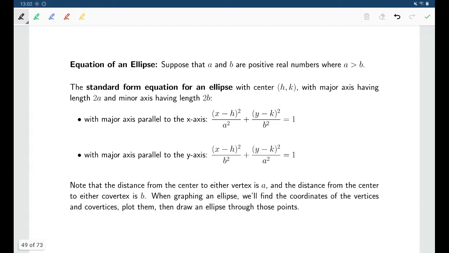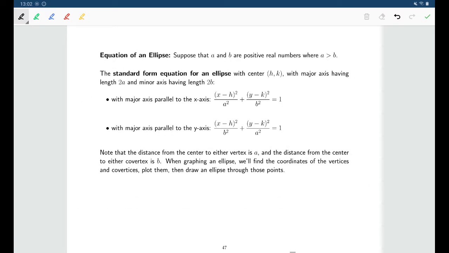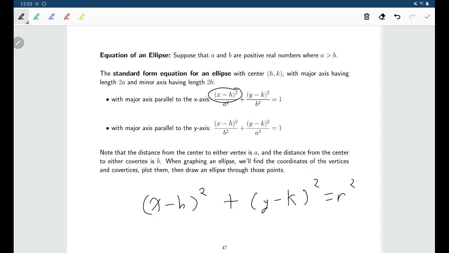For the equation of an ellipse, you'll see that it's in a sense similar to the equation that we had for a circle. Remember that for the equation of a circle, if you had the center (h, k) and a radius r, the equation was (x minus h) squared plus (y minus k) squared is equal to the radius squared. And we have something kind of similar going on here. You'll notice that in the equations that I have for the standard form of an ellipse, there is an (x minus h) squared and a (y minus k) squared, just as we had for equations of circles. So that part is similar.